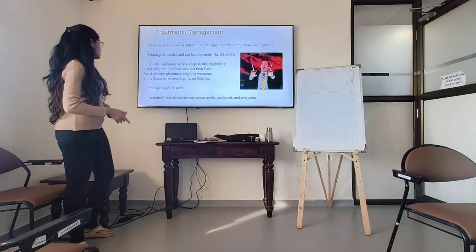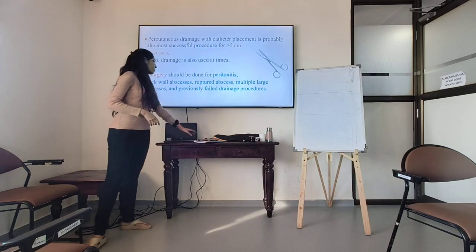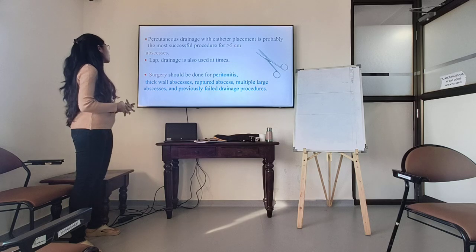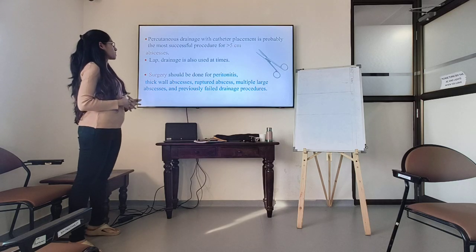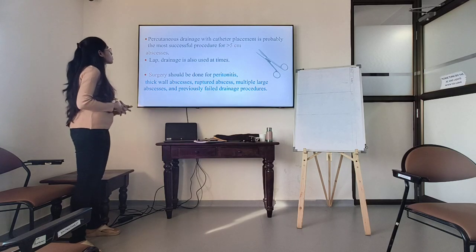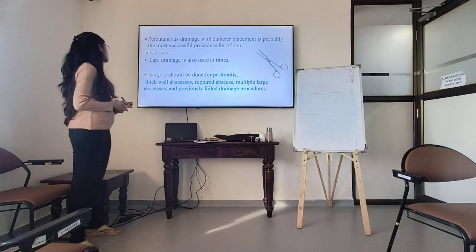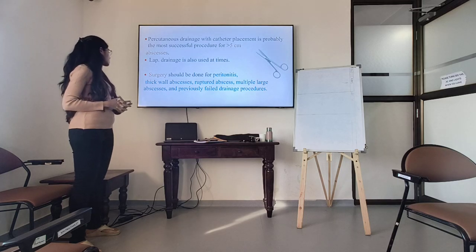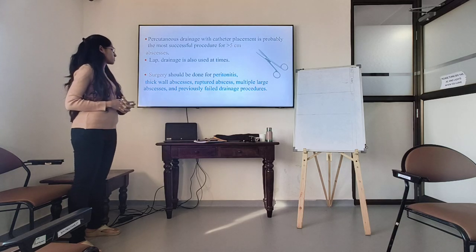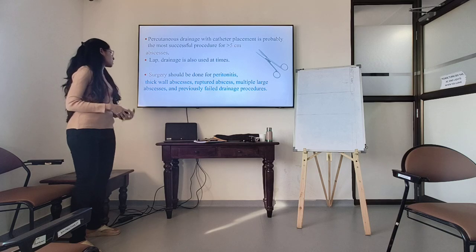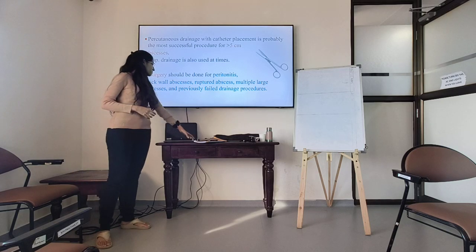Undrained liver abscesses may cause sepsis, peritonitis, or empyema. Percutaneous drainage with a catheter placement is probably the most successful procedure for abscesses more than 5 cm. Laparoscopic drainage is also used at times. Surgery should be done for peritonitis, thick wall abscesses, ruptured abscesses, multiple large abscesses, and previously failed drainage procedures.